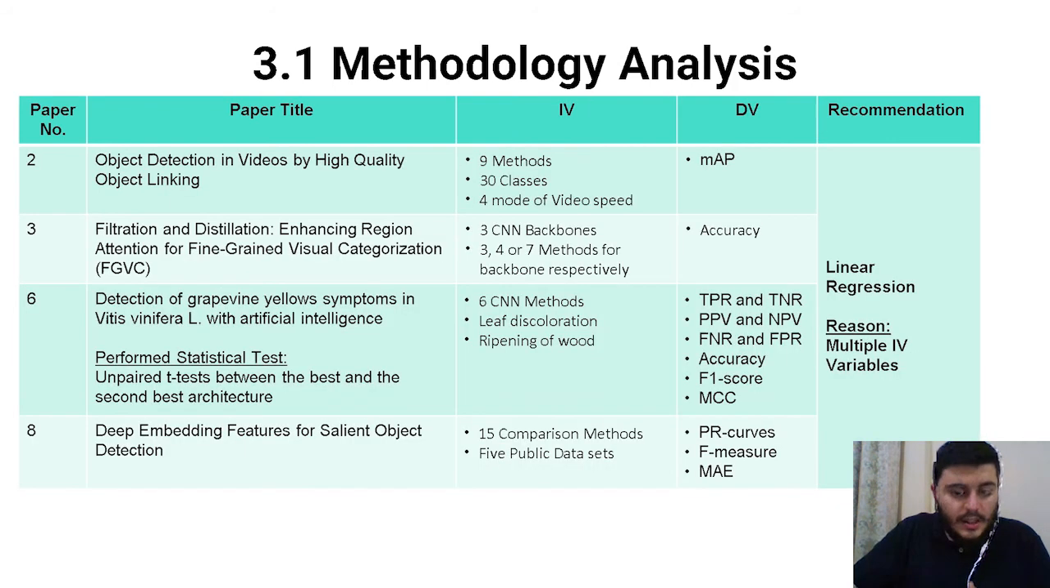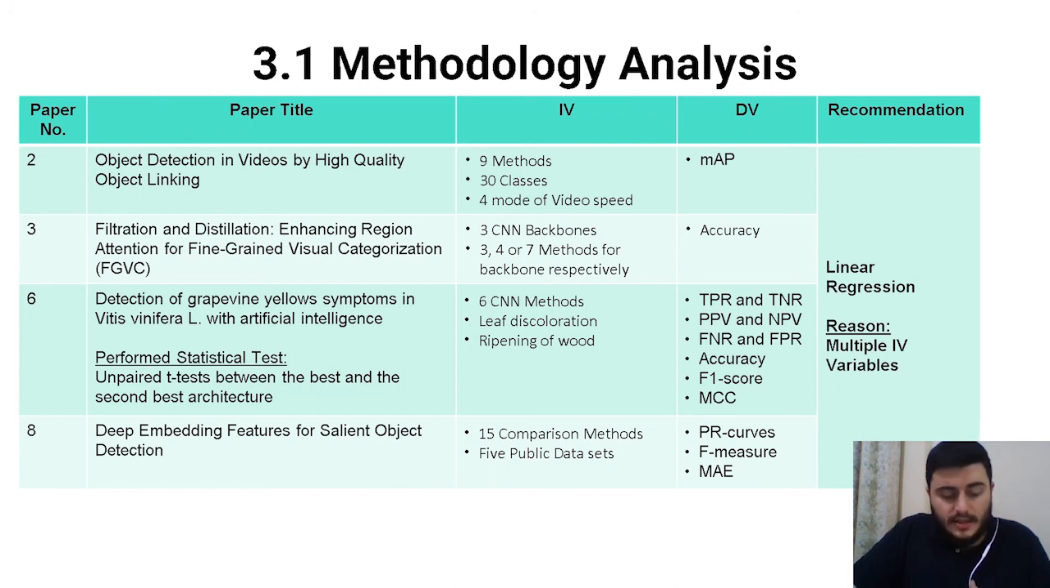Moving on to the next slide, now we have another set of 7 papers where the independent variables are 2 or more, with more values for those variables. For such papers, we recommend linear regression as the statistical test. We can see, for example, in paper number 2, there are 3 variables: methods, classes, and mode of speed, and within these variables, the possible values are more than 2.